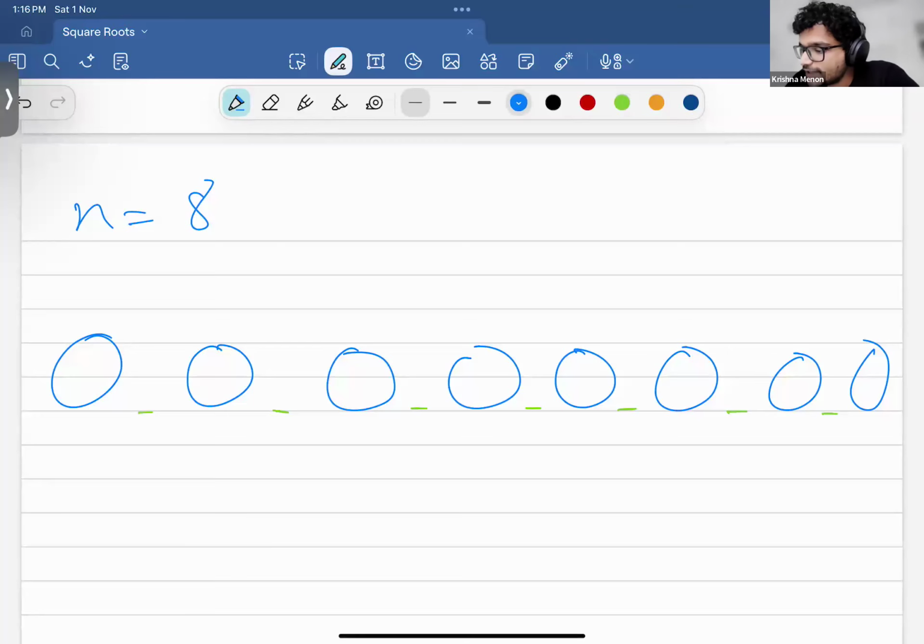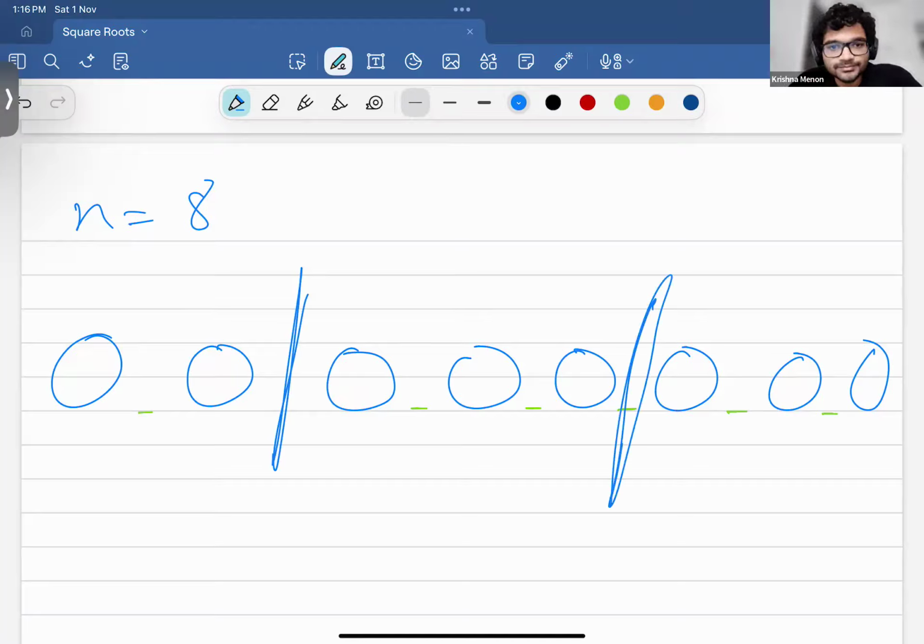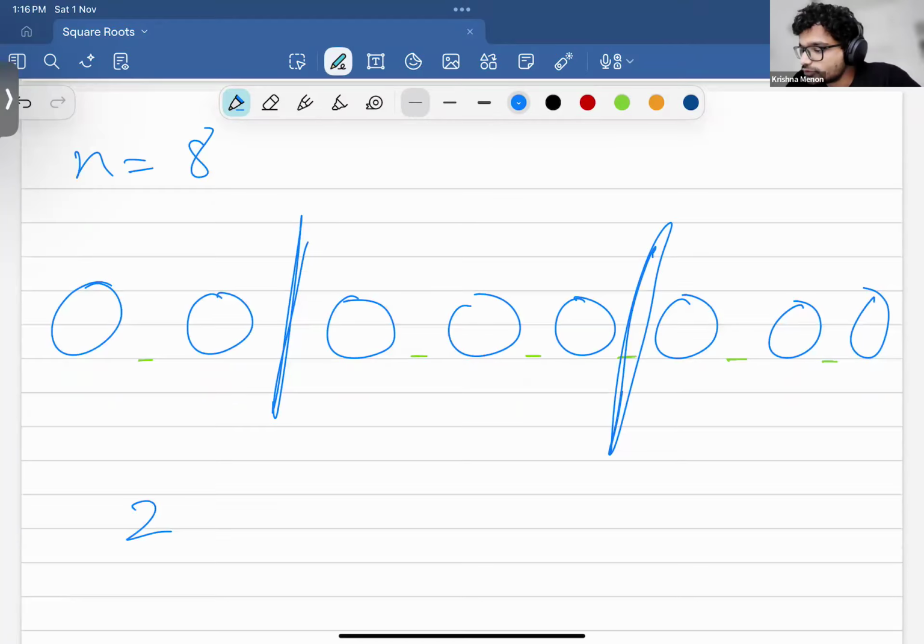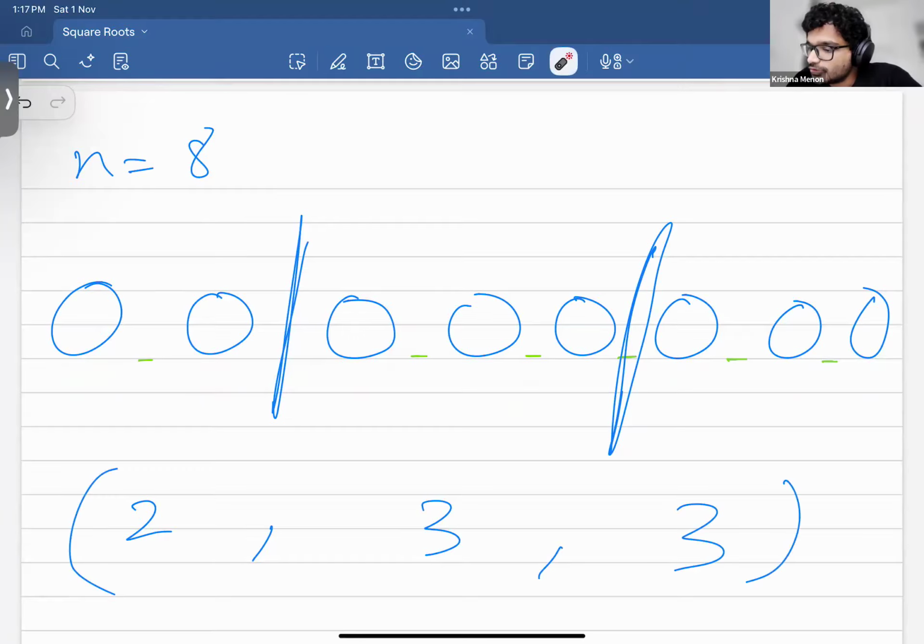So for example, I just have to choose 2 places to put the bars. Let's say I have chosen this place over here, this place over here, and this place over here. Then the corresponding triple is precisely 2, 3, 3. Okay? Because there are 2 balls before the first bar, 3 balls between the first and second bar, and 3 balls after the last bar.